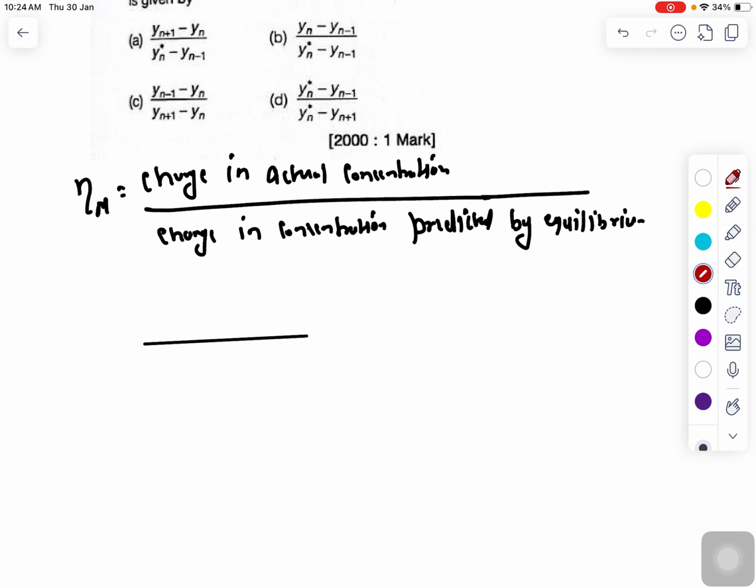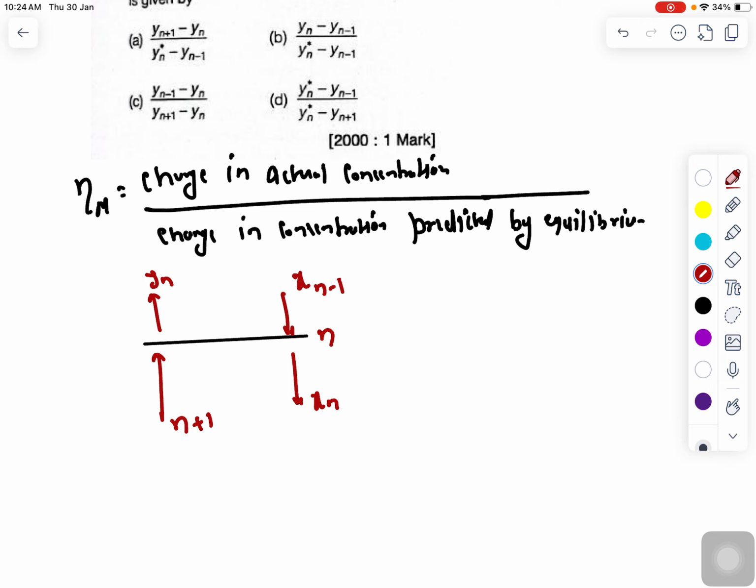If I say that this one is the nth plate, the vapor which is coming to the nth plate will be coming from the n plus 1 plate, and the vapor which is leaving the nth plate is yn. The mole fraction of liquid component which is coming is xn minus 1 and it is leaving is xn. Is that clear? So this is the actual thing that happens, and this is the actual nomenclature of the tray in a distillation column.